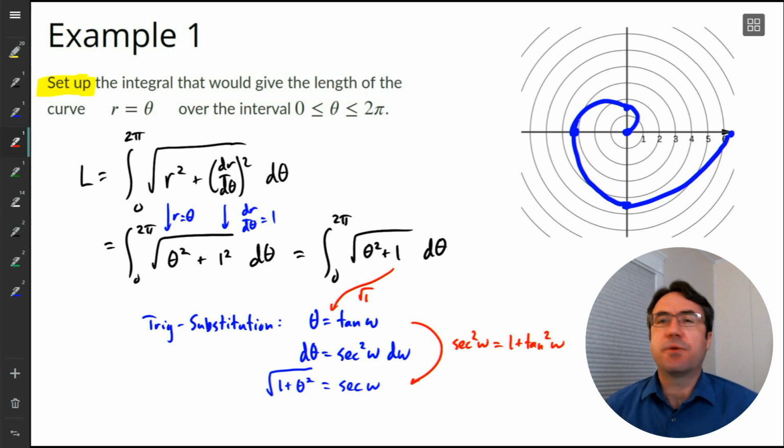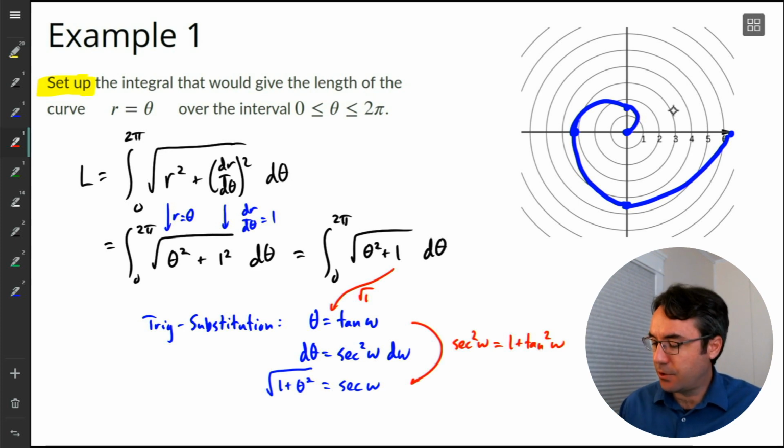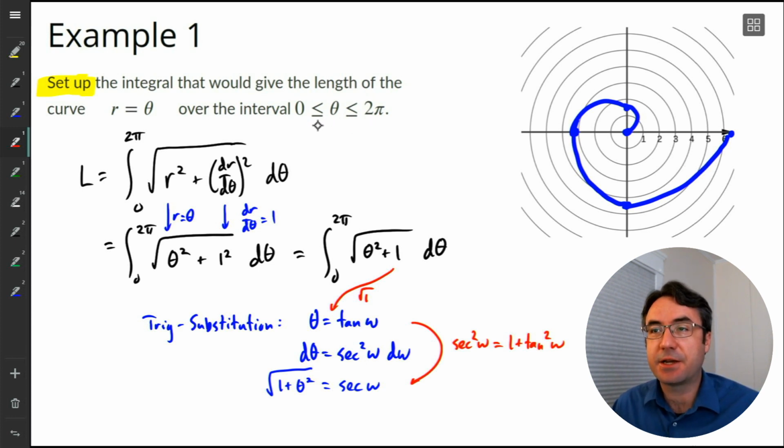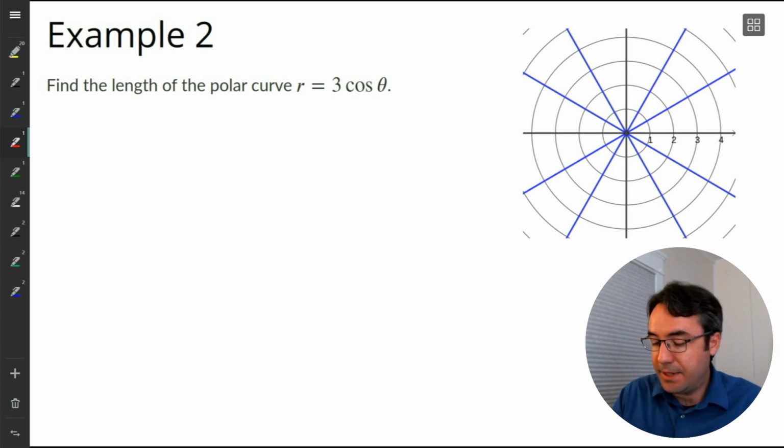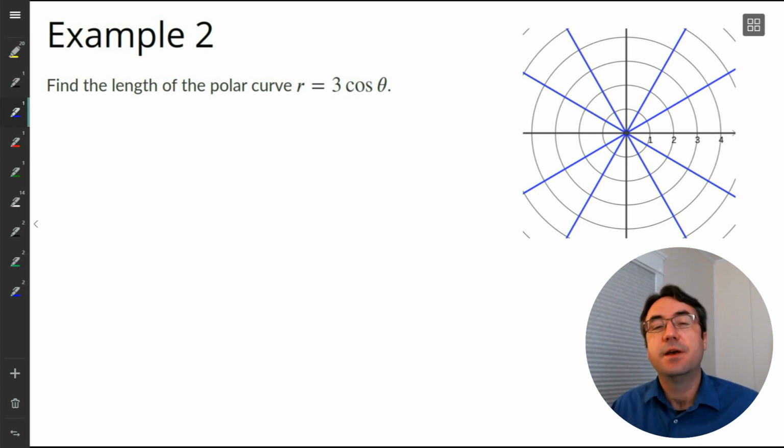All right, let's try another one. This integral would give us the length of this polar curve, but we were given the actual theta values, the interval to actually consider. Let's look at example 2. Here we're going to find the length of the polar curve given by r equal to 3 cosine theta. Here we're not actually given the theta values, so we have to figure those out. We need to find the theta values that trace out the curve exactly one time.